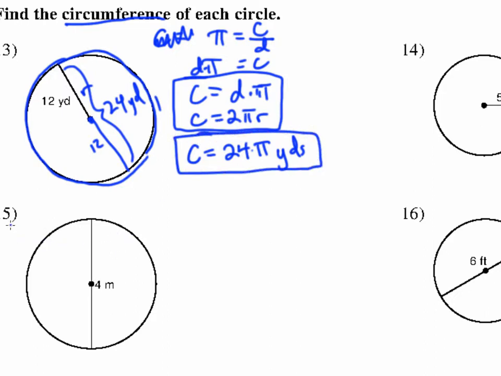Okay, coming down here to number 15. Circumference equals diameter times pi. So look, here it is. This is a diameter, it's all the way across. So we just use this 4 right here. So circumference equals diameter times pi, which is 4 pi meters.